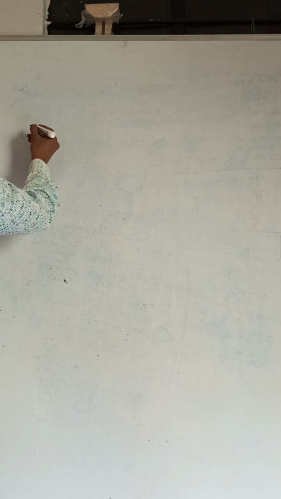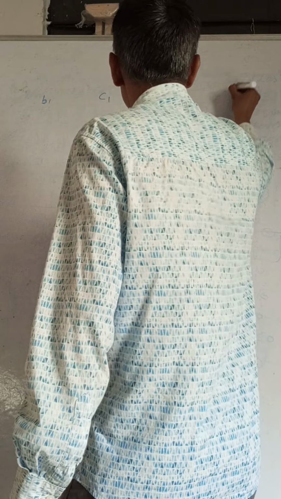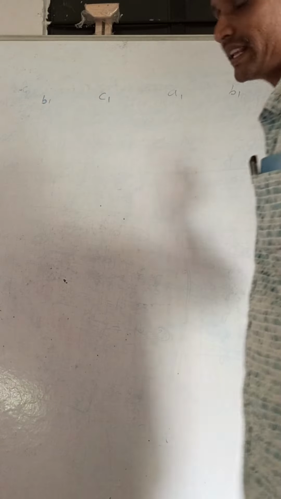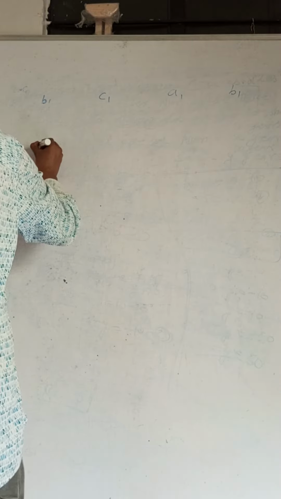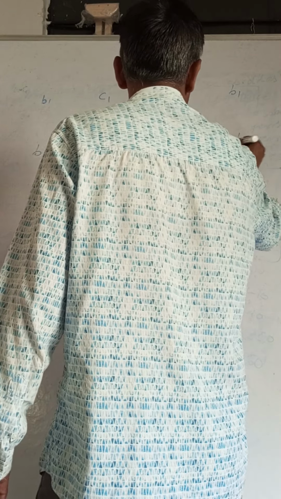So first of all, the cross multiplication method: how to cross multiply. Here we have A1, B1, C1, and here we can add A2, B2 and C2. We write A1, B1, C1, A1 and B1. Like that we arrange this. Again we write here B2, C2, A2, B2.